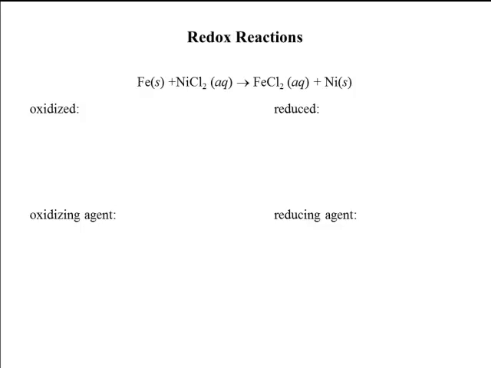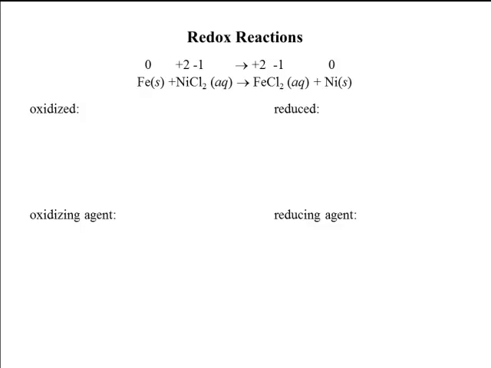Okay, so first thing we need to do, assign oxidation numbers. So we need to use those rules for assigning oxidation numbers. And what I like to do is write the oxidation numbers above the individual atoms, just so I can keep track of them a little bit easier, and it gives me something visual to look at.